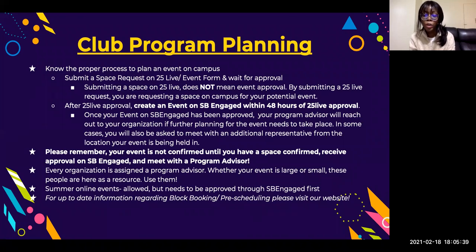So it's really important to know that your space isn't confirmed unless you received approval on SB Engaged and you meet with the program advisor. Those are two really important things that you have to do before your event's confirmed. And every organization on campus has a program advisor. It's really important that you are in contact with them regularly, that you come to them with any questions because I'm sure they have all the answers. And yeah, so now we'll be going to the next slide.